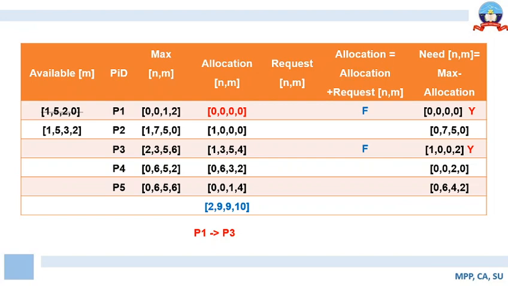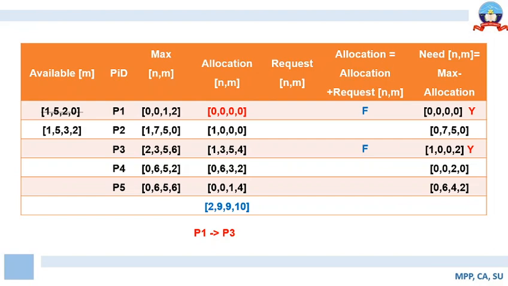So P3 is assigned 1, 5, 3, 2 instances of resources R1, R2, R3, R4 to enable it to complete its execution. Once process P3 completes its execution, it will release whatever was allocated to it. So it will release 1, 3, 5, 4 instances of resources R1, R2, R3, R4 that were previously allocated to it. Once it releases them, the available set will now be updated to 2, 8, 8, 6. So 2886 is formed after addition of 1532 and 1354.